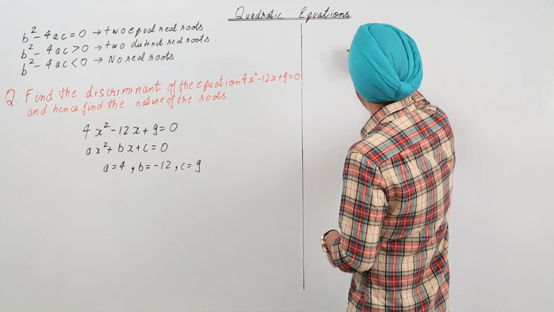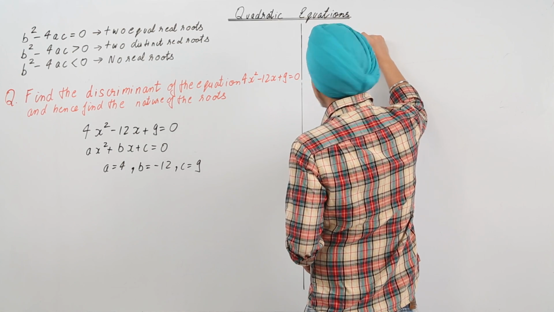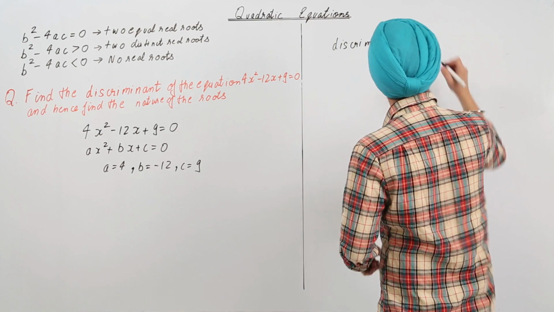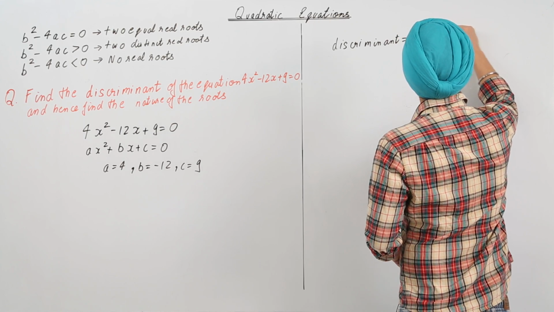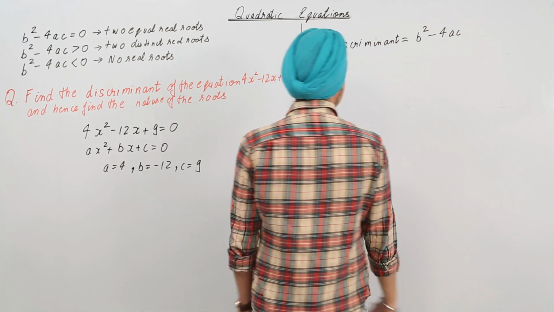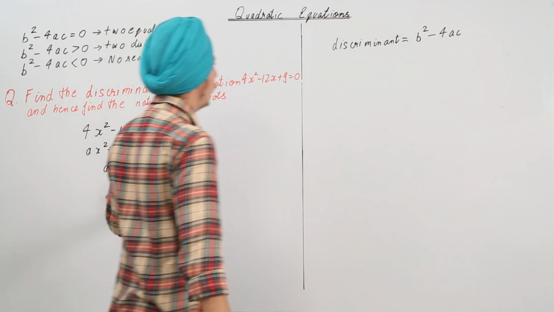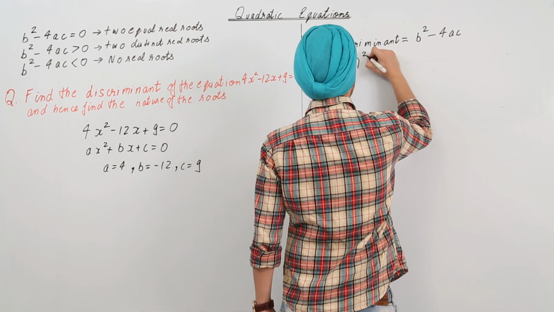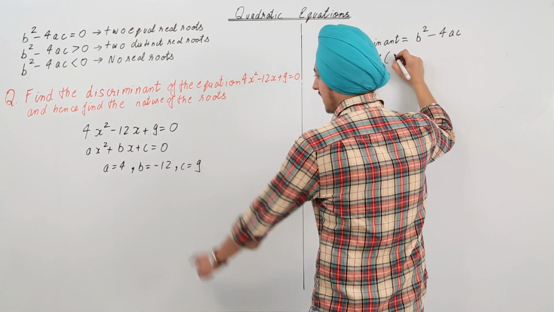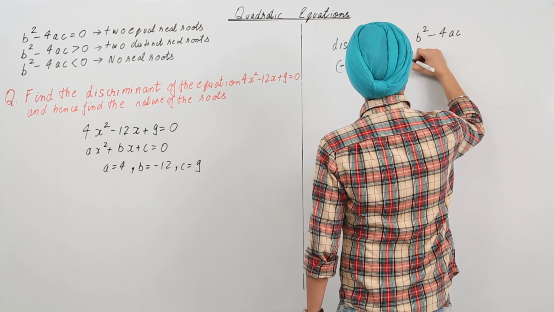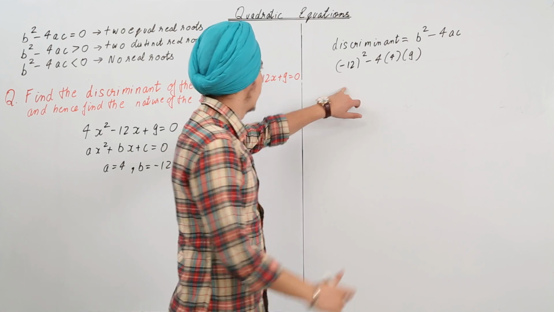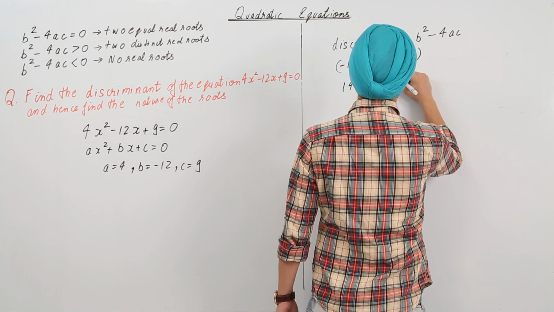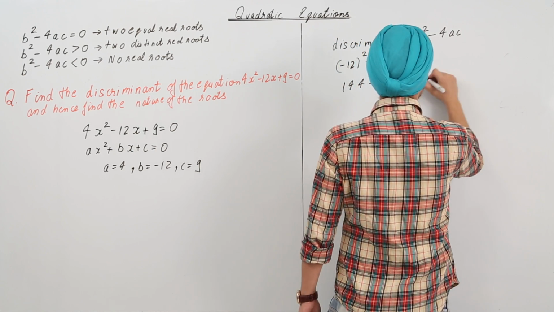Okay, now we have the discriminant is equal to b square minus 4ac. Am I right? So this is the discriminant. We just have to put all these values into that. So we get minus 12 square minus 4 into a is 4 and c is 9. So it is 12 square, that is 144, minus this value is also 144. So this is equal to 0.